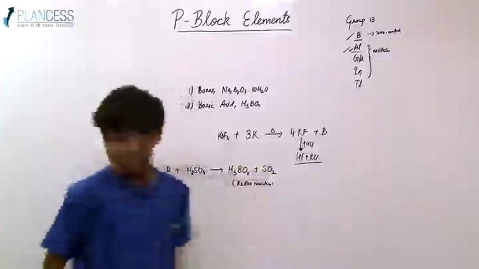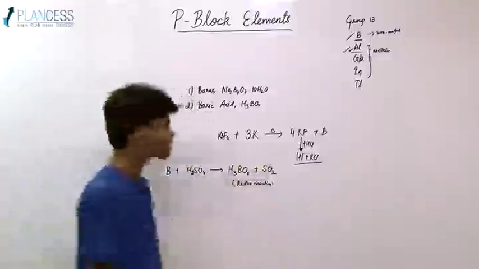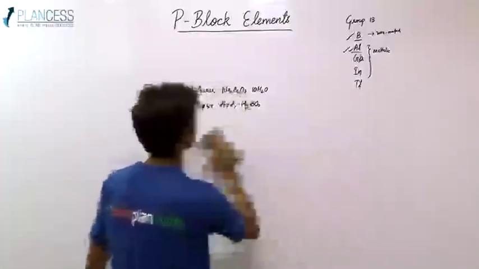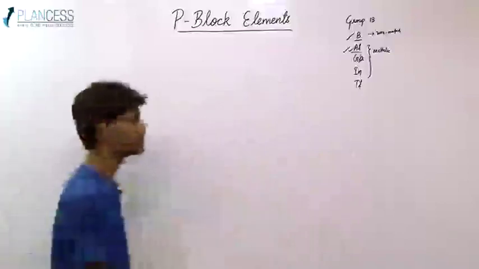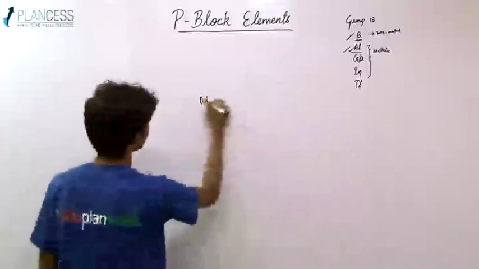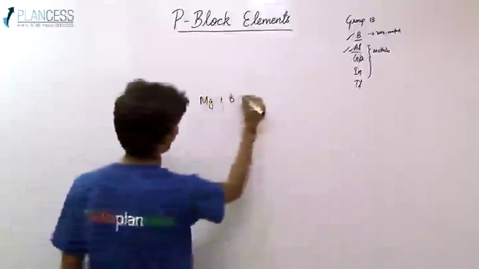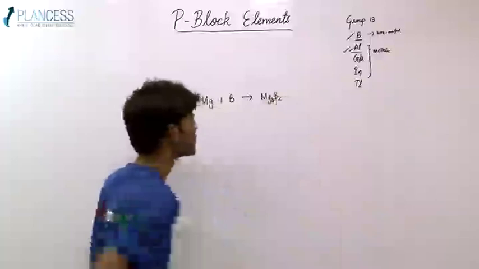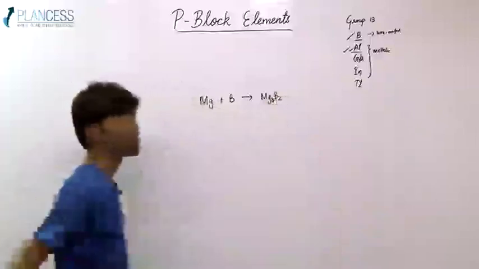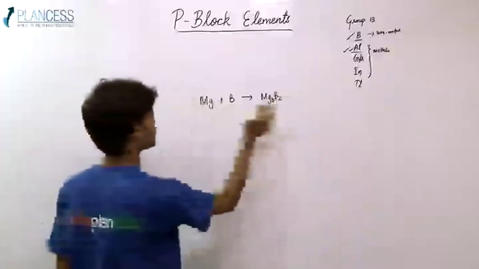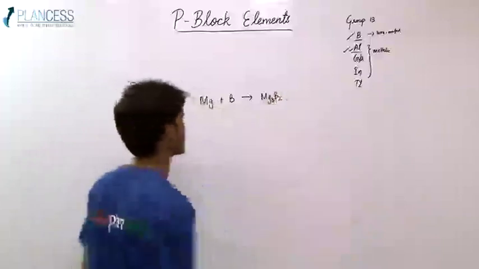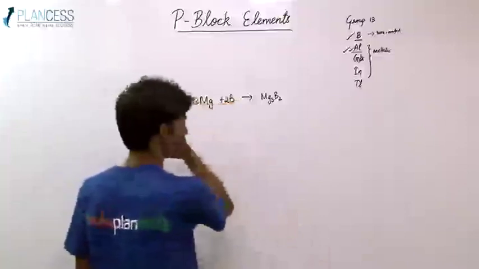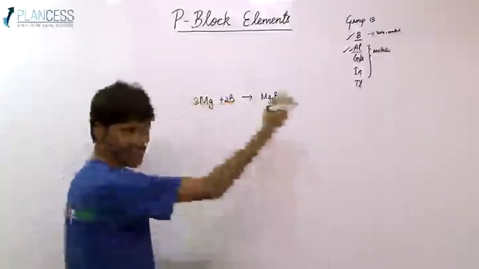Now consider its reaction with the alkaline earth metals, namely magnesium and calcium. It reacts with magnesium and calcium, forming Mg3B2 and Ca3B2. Let's say Mg reacts with boron and forms Mg3B2. Again, it is a redox reaction. Here Mg is showing the +2 oxidation state and boron is showing the -3 oxidation state, so it will be 3 Mg and 2 boron giving Mg3B2. The same happens with calcium also.